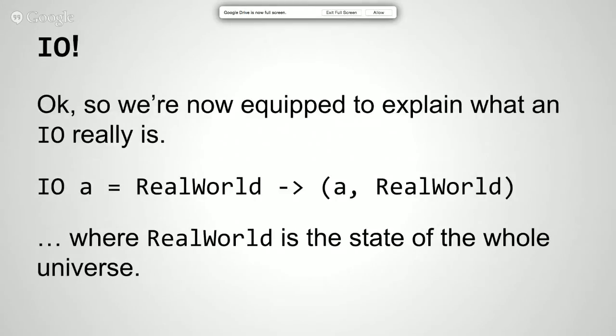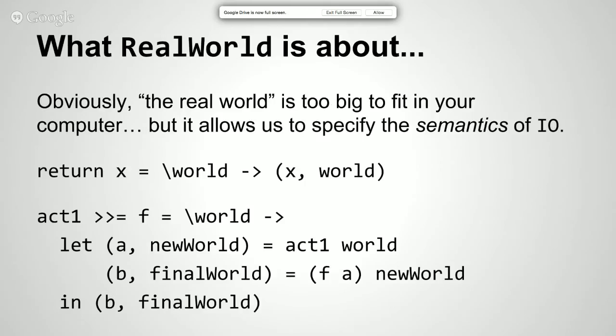So now we can explain sort of what an IO really is. IO A is World -> (A, World), where World is the state of the whole universe. So obviously we can't actually formalize it. We can't store it in our computer. And not only that, but we technically change it even in pure computations because we're generating heat. But let's just pretend that it's a thing.